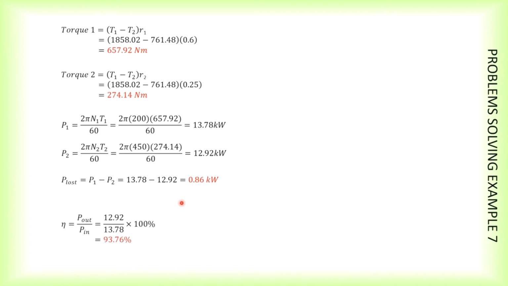Efficiency is defined as output over input. Your output power is this, and your input power is based on the driver. Output is based on the driven, input is based on the driver. So you got an efficiency of 93.76%, which is quite high. Okay, that's all for question 7. Thank you. Stay safe and bye.